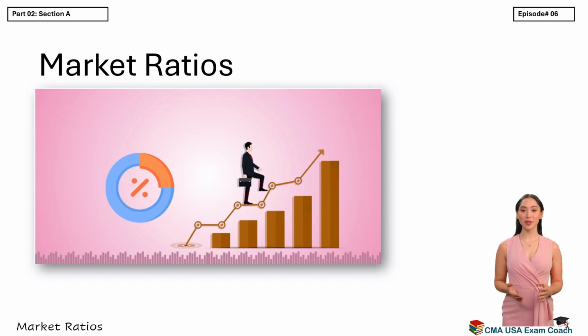In this episode, we are diving into market ratios, an important group of financial metrics used by investors and analysts to evaluate a company's market performance and investment potential. So, what exactly are market ratios? Market ratios provide insight into how a company is perceived by the stock market based on its stock price, earnings, dividends, and book value. These ratios help stakeholders answer key questions like, is the stock overvalued or undervalued?